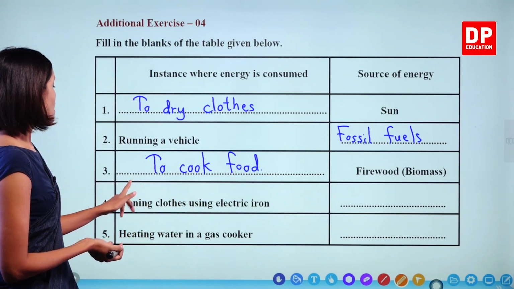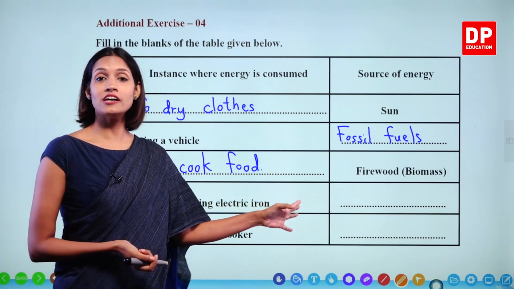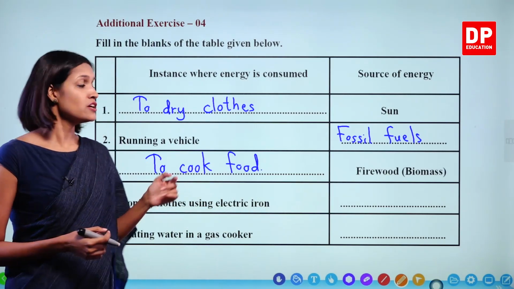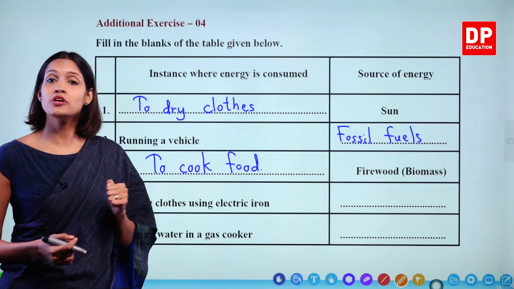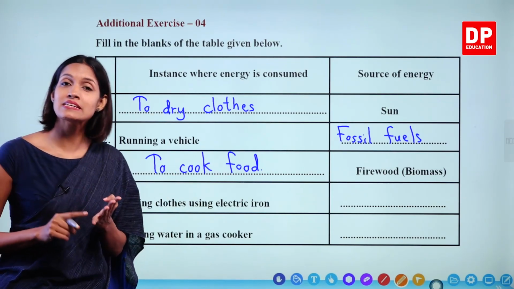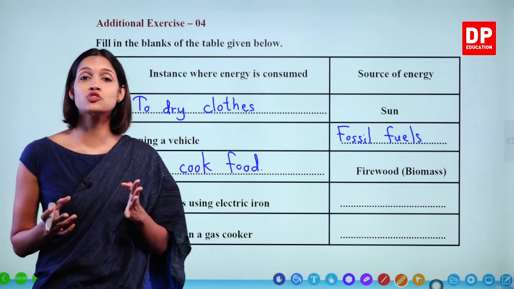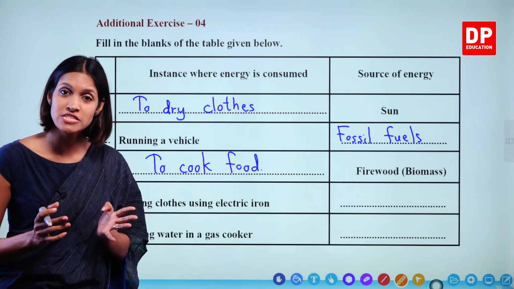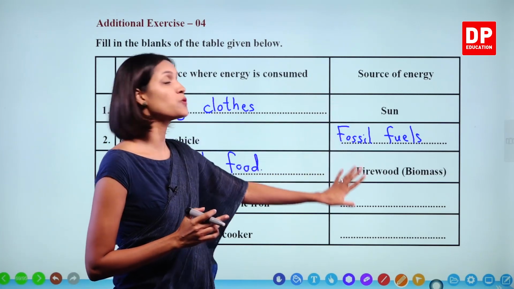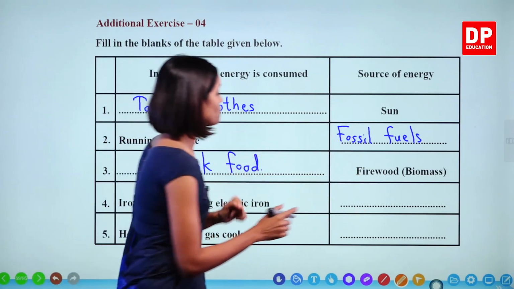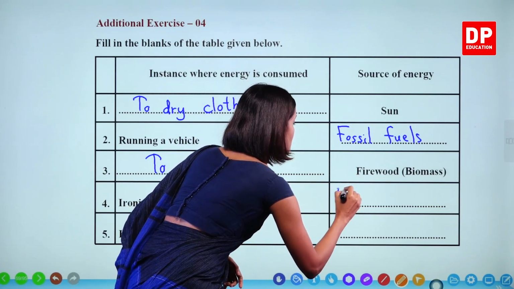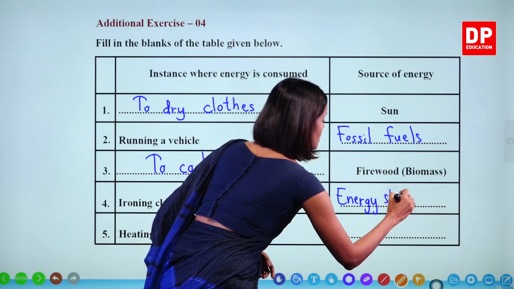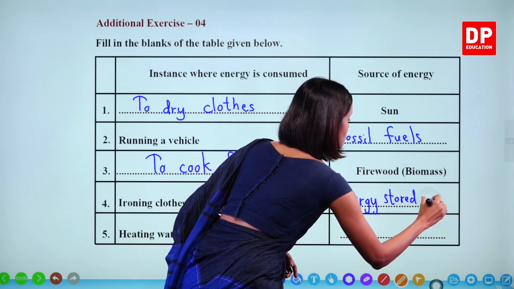Number 4. Ironing clothes using electric iron. In order to operate an electric iron, we need electricity. So what type of energy sources can be used to generate electricity? Basically in Sri Lanka, we use energy stored in water. Or we can use solar energy. Or we can even use wind energy. So here we have to write the source of energy. We will write the most common method in Sri Lanka. Energy stored in water.